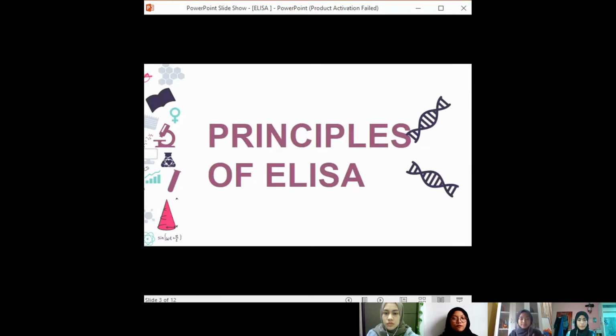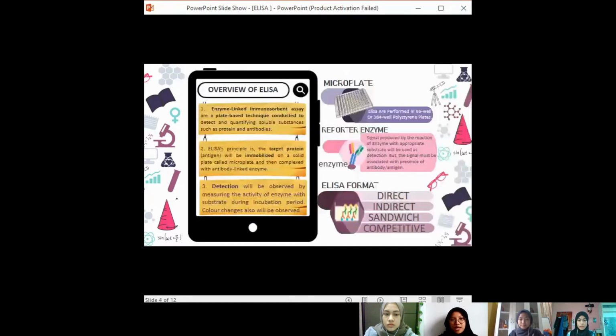Okay, principles of ELISA. What is ELISA? ELISA is an enzyme-linked immunosorbent assay, which is a plate-based technique conducted to detect and also to quantify soluble substances such as proteins and antibodies. So, the principle is the target protein or the antigen will be immobilized on a solid plate, called a microplate, and then will be complexed with an antibody-linked enzyme. The microplates usually used in the laboratory are 96-well or 384-well polystyrene plates.